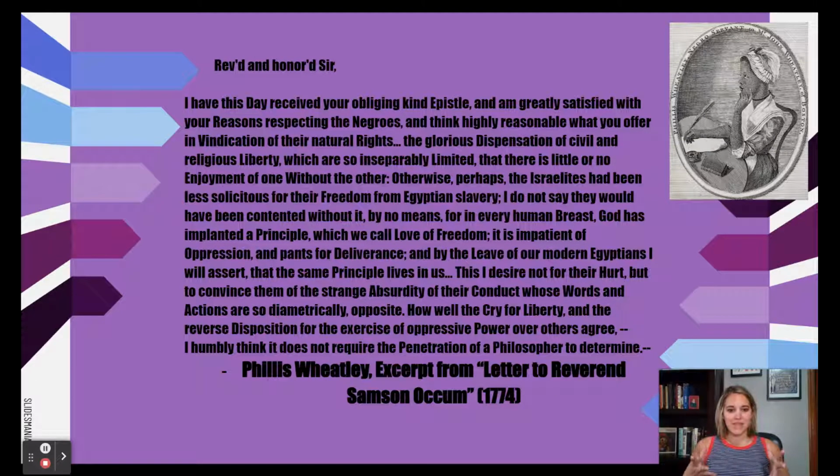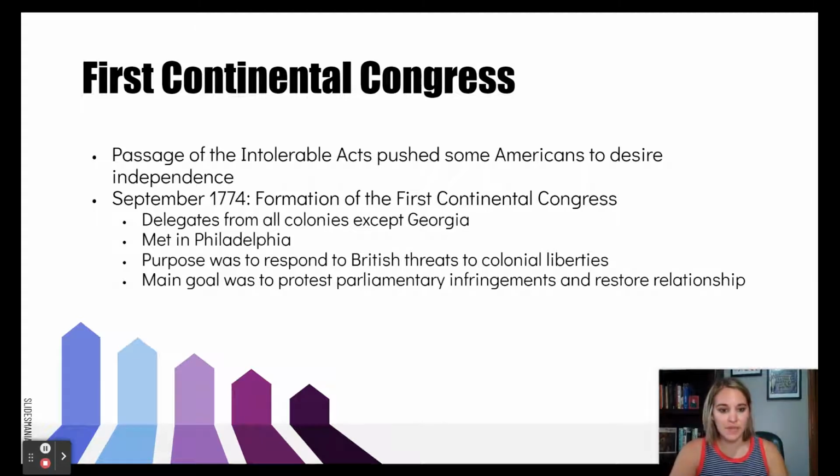So what Phyllis Wheatley is saying is there's all this talk of liberty and freedom, which is natural. It is natural to desire that. That is inside every person. But are these revolutionaries recognizing the hypocritical nature of their calls for liberty and their enslavement of African Americans? So what we see happening is the development of the First Continental Congress.